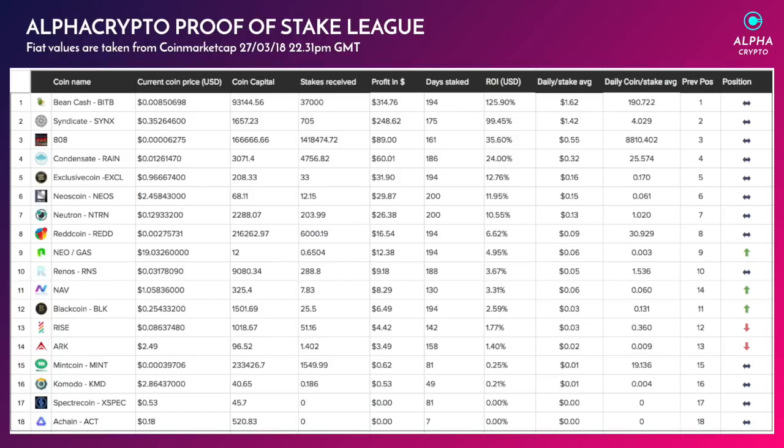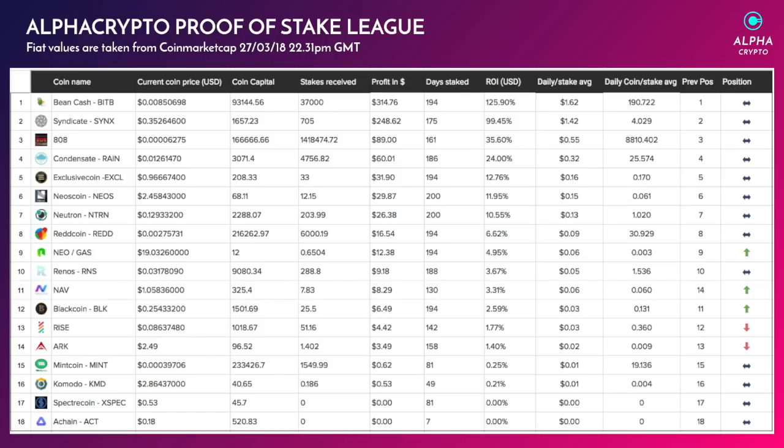So let's take a look at the Proof of Stake League on the 27th of March 2018. Most of the coins are actually in the same position, however the biggest change is the actual price itself because of the bear market at the moment that's happening.